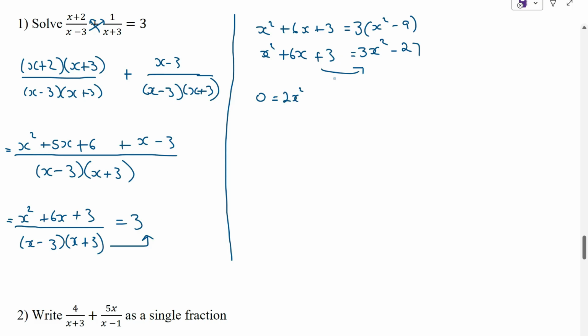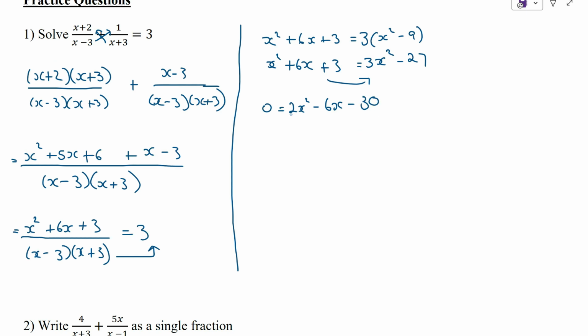2x squared minus 6x minus 30. And we can see here all of the coefficients are multiples of 2, so to make it easier to solve for x, I'm just going to divide all of these by 2. Okay, so what I can see here is this equation actually can't be factorized. So in order to solve for x, we are going to need to use the quadratic equation.